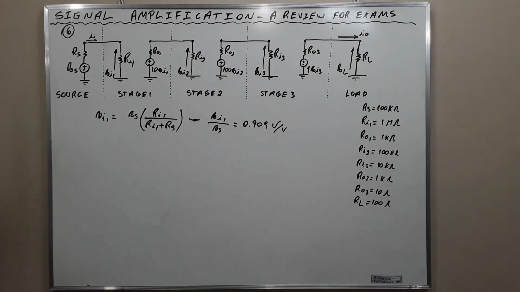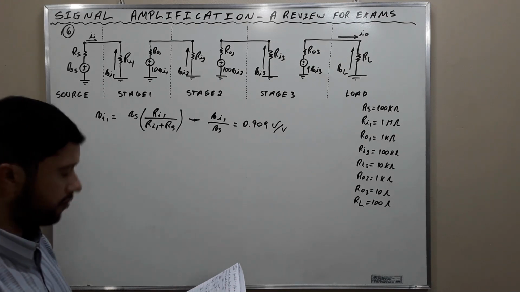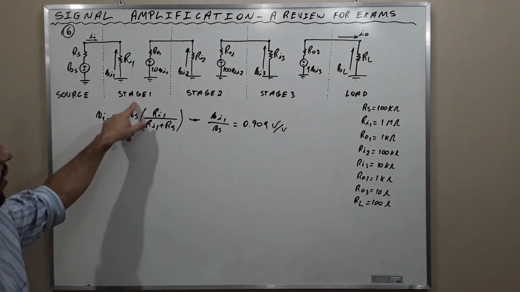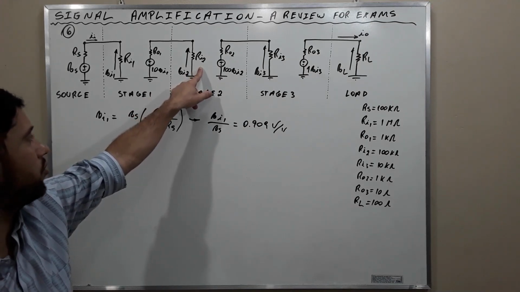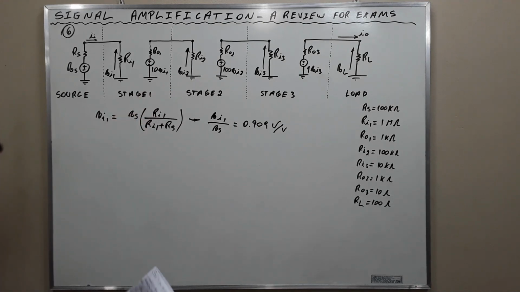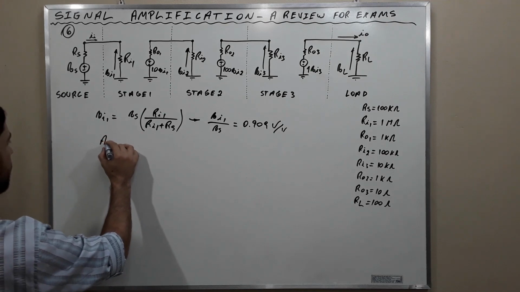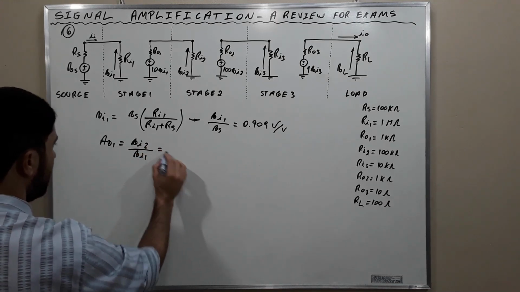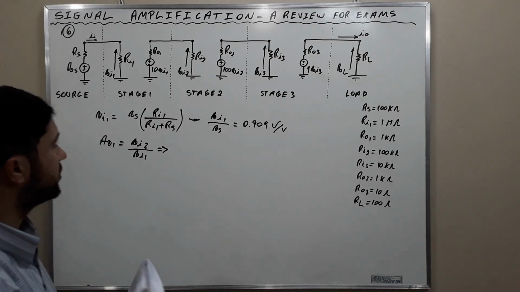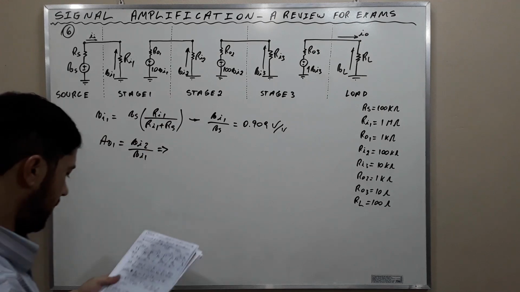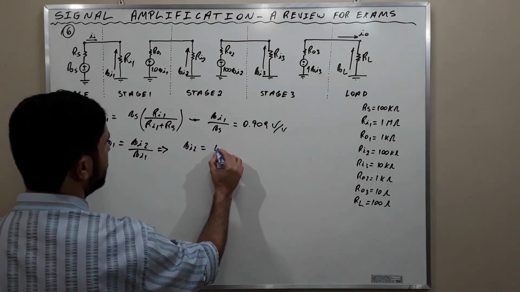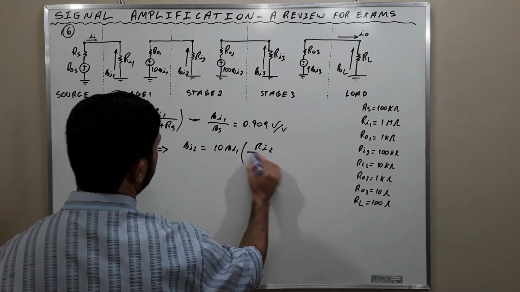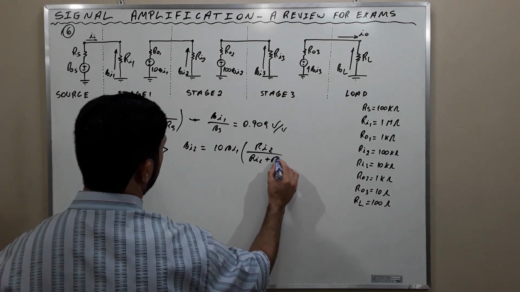The voltage gain of the first stage is obtained by considering the input resistance of the second stage as the load of the first stage. Okay, this is the input resistance of the second stage. We are going to consider it as the load of the first stage. And we're going to see that AV1 is equal to VI2 divided by VI1. Since we can apply the same voltage divider rule here to compute VI2, we know that VI2 is equal to 10 times VI1. Applying the voltage divider rule, we find that RI2 divided by RI2 plus RO1, okay?